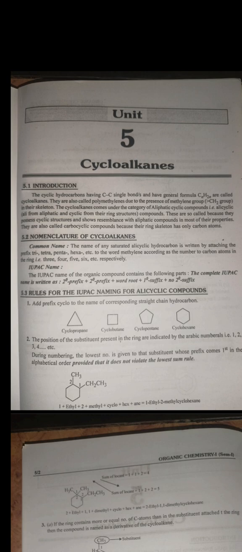Rules for the IUPAC name for alicyclic compounds. First, add the prefix cyclo to the name of the corresponding straight chain hydrocarbon, like cyclopropane, cyclobutane, cyclopentane, cyclohexane. Second, the positions of the substituents present in the ring are indicated by Arabic numerals 1, 2, 3, 4. During numbering, the lowest number is given to the substituent whose prefix comes first in alphabetical order, provided that it does not violate the lowest sum rule.